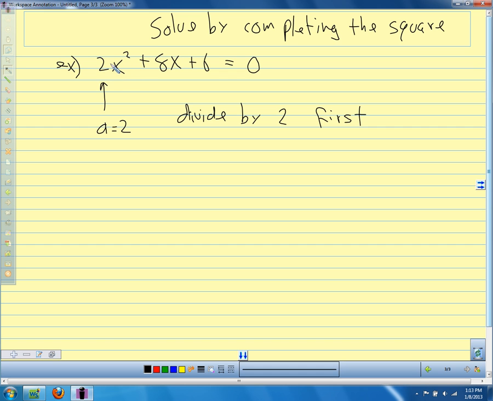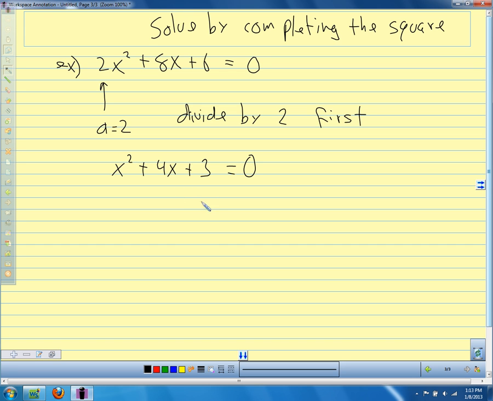So when I divide 2x^2 by 2, I end up with x^2. I have to divide everything by 2. When I divide 8x by 2, I get 4x. When I divide the 6 by 2, I get 3. When I divide 0 by 2, I get 0 again. So this one turns out nice. I don't end up with fractions. But fractions are okay. Fractions are our friends. So divide everything by 2 before I start.